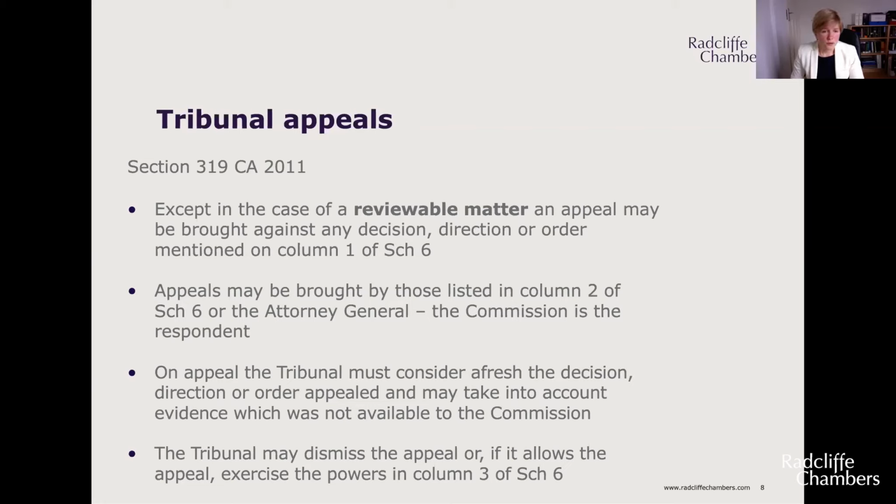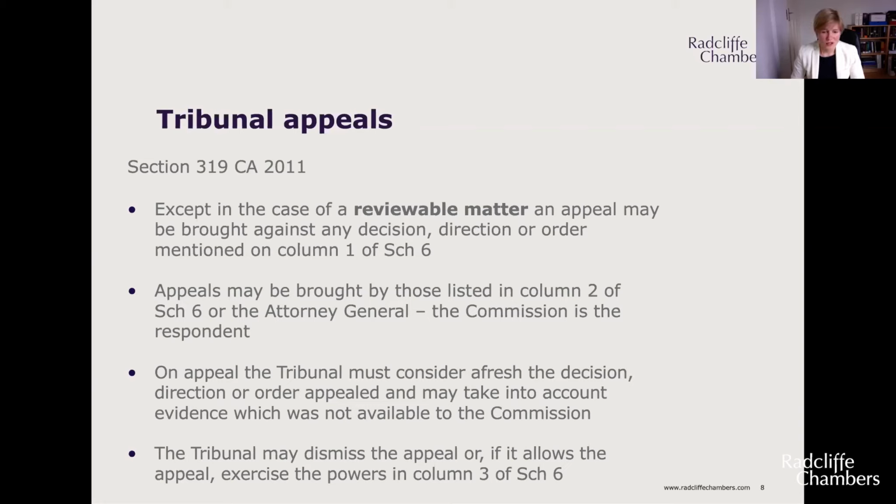If you want to bring an appeal to the tribunal, you must be one of the people, again, listed in column 2 of Schedule 6, so essentially your standing test, and you must name the Commission as the respondent. And because it's an appeal, the tribunal can consider afresh that original decision, and it can take into account evidence that the Commission did not have in front of it when it took its original decision. So you're not just restricted to looking at the decision through the lens of the original decision maker.